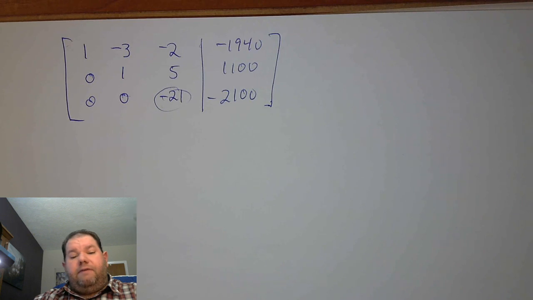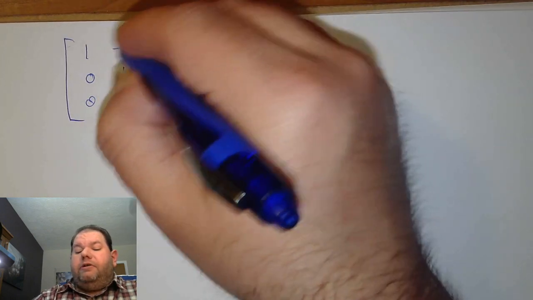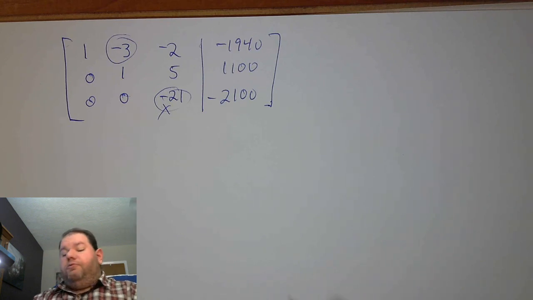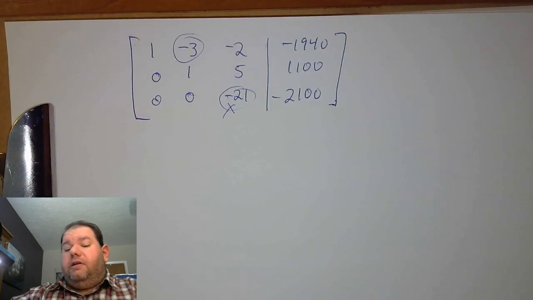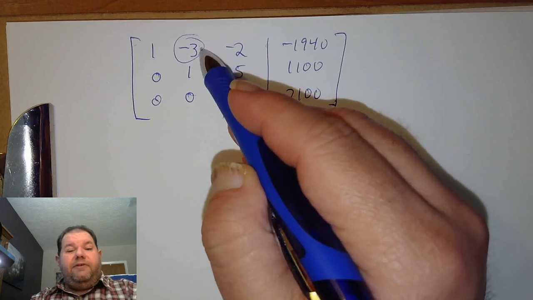hang on, I feel like I forgot something. Not that one. That one. In fact, I should have done that at the same time as the last one. Sorry about that. Anyway, we'll do this one next. But we do need to take this negative 3 and make it a 0 first.